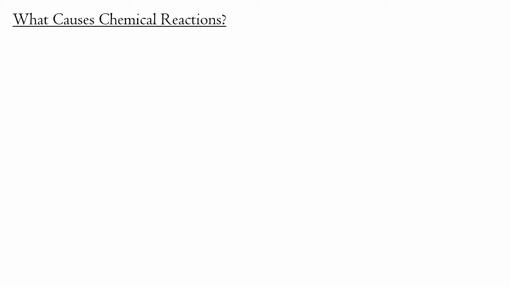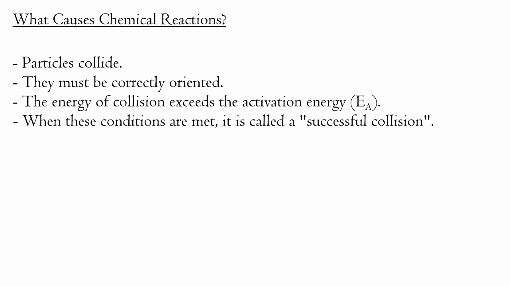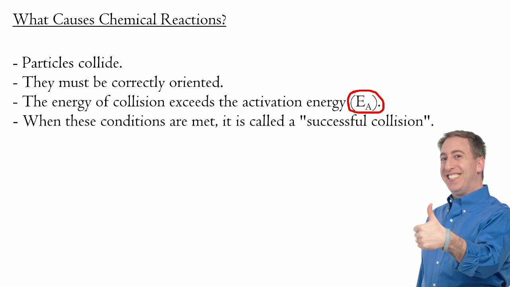Chemical reactions are the result of reacting particles colliding with each other. However, not all collisions of particles induce a reaction. For a reaction to happen, the following conditions should be met. 1. Correct orientation of particles, and 2. Sufficient energy of collision exceeding the activation energy, also denoted with the symbol E subscript A. If these conditions are met, the collision is deemed to be successful and a chemical reaction will occur.